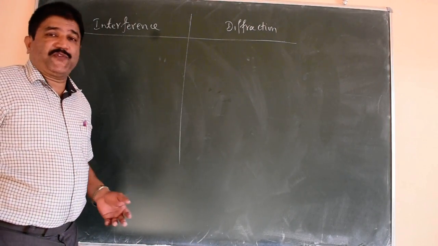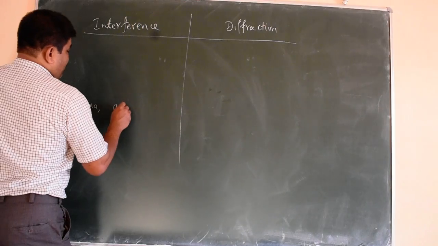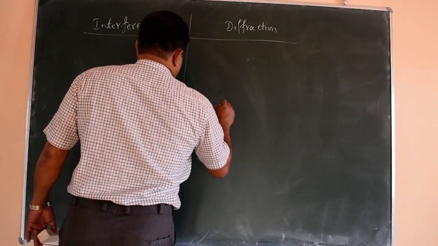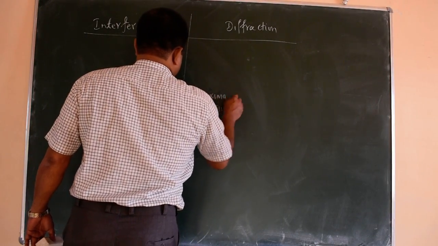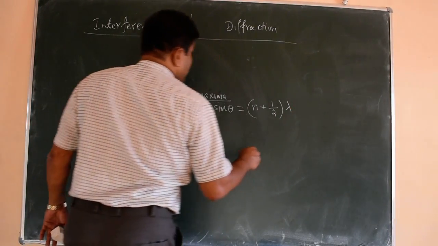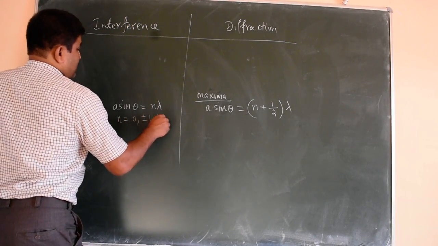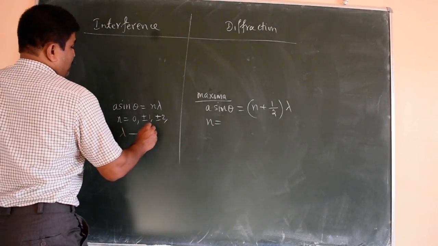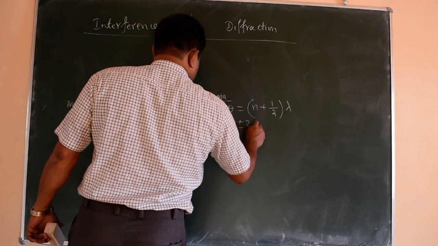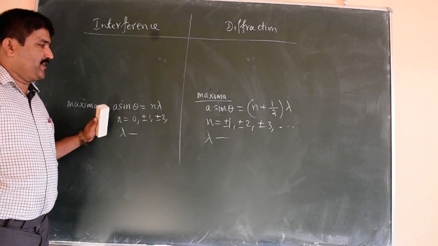Then you can write the conditions for maxima and minima. The maxima condition in interference is path difference, d sin theta equal to n lambda, whereas the maxima condition in diffraction is a sin theta equal to (n plus half) lambda. Mention that the values of n are 0, plus or minus 1, plus or minus 2, etc. here also, and mention that lambda is the wavelength. Here it starts from plus or minus 1, plus or minus 2, plus or minus 3, etc. So the maxima condition in interference is n lambda.